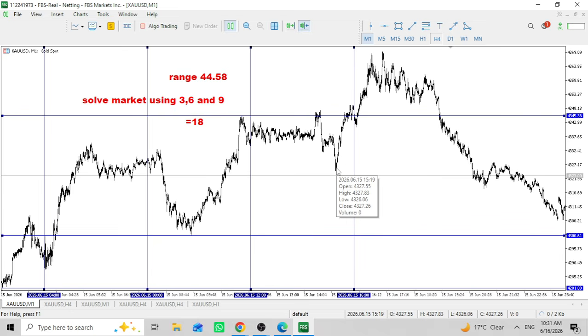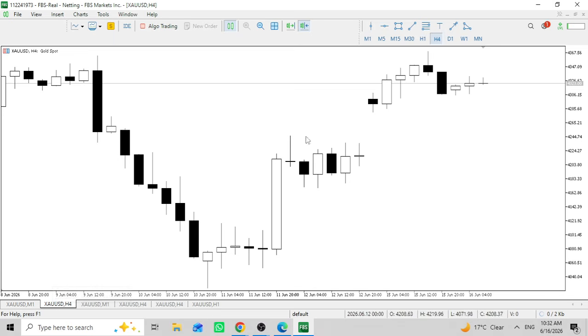After I start teaching you how to use the daily codes to trade, you will hear me telling you, take the middle number, which is 6, divide by the total, multiply by the range. So I will take 6, divide by 18, and multiply that by 44.58, and I will get 14.86. And then I will come here.